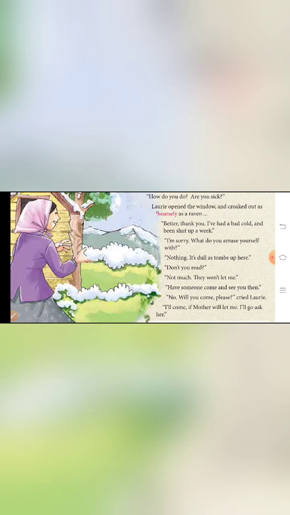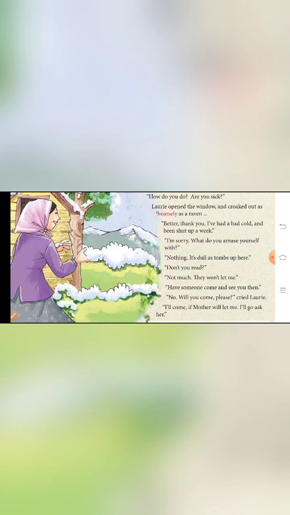Tombs means what? These are the graves, in Hindi we call them कब्रें. So कब्रें, tombs, graves, you may say that. "Nothing. It's dull as tombs up here. Don't you read?" So Jo said, "Don't you read? Don't you study? Don't you have books?" "Not much. They won't let me."